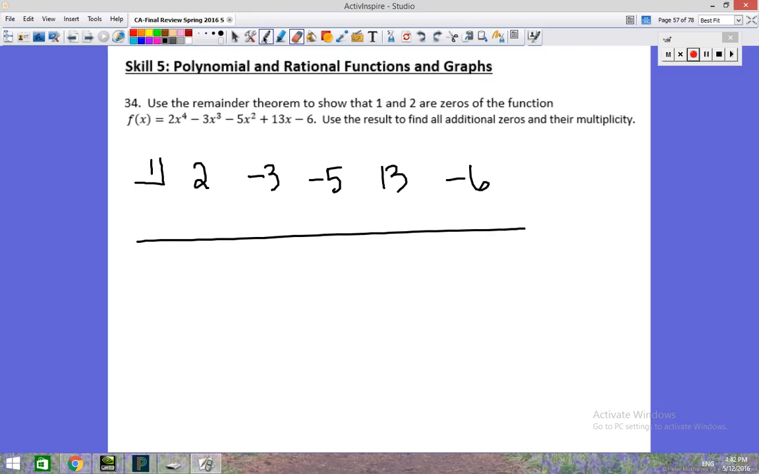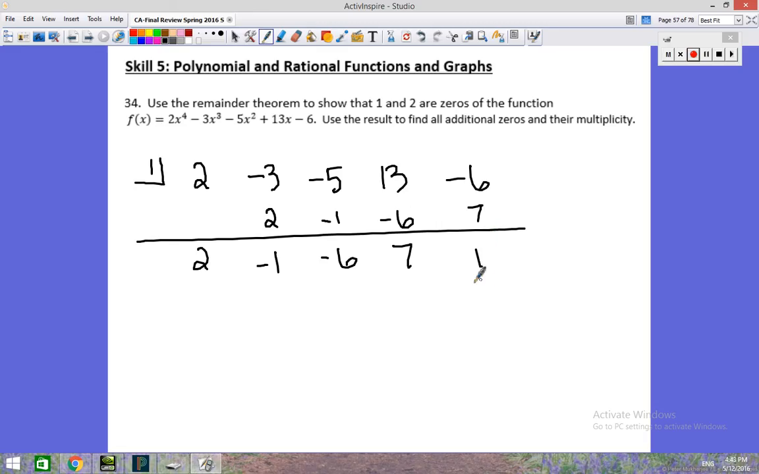Alright, so let's practice our synthetic division. This 2 comes straight down. 1 times 2 is 2. Add these together, get negative 1. You multiply by that number in the box if it's below the line. That's negative 1. That's negative 6. 1 times negative 6, negative 6. That's 7. 1 times 7.